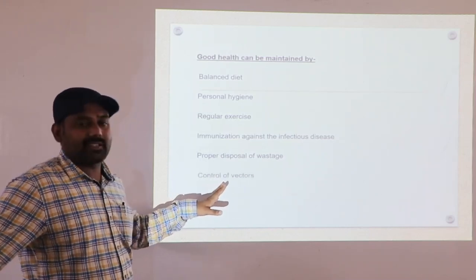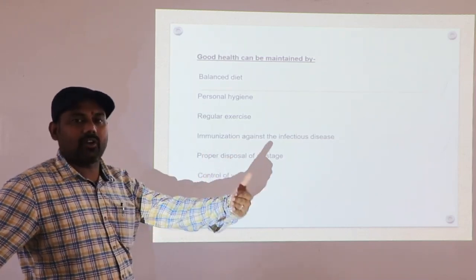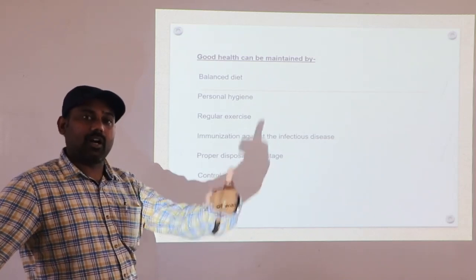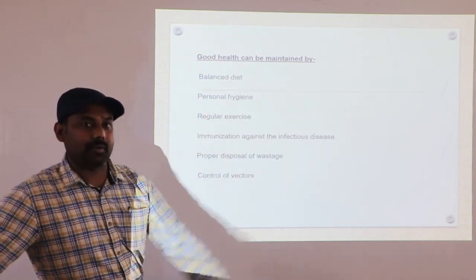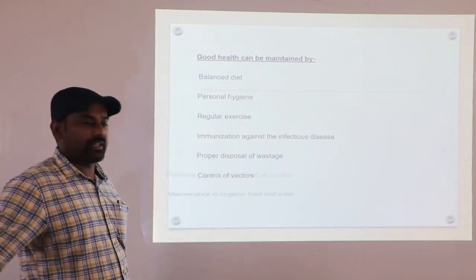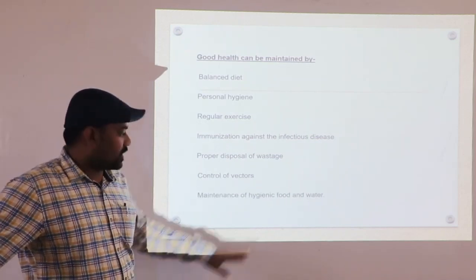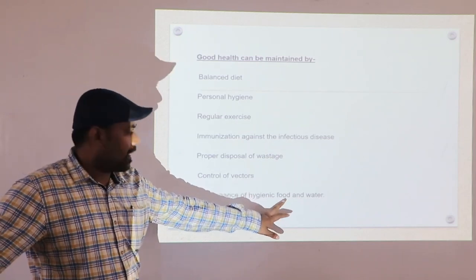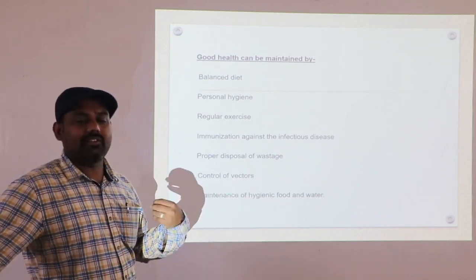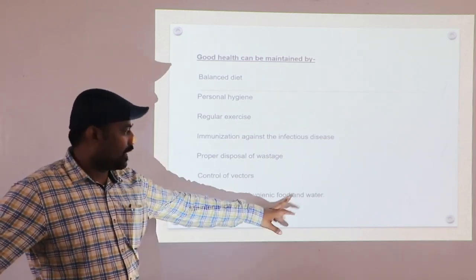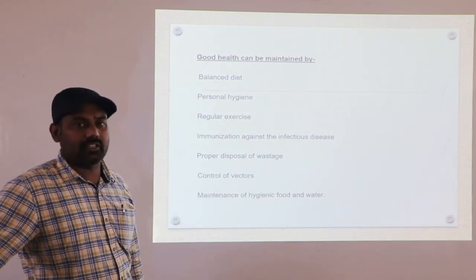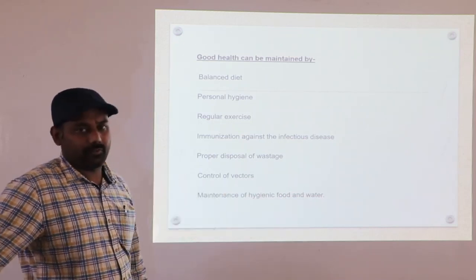Then control of vectors, that is mosquitoes, which are responsible for transmitting disease from an infected person to a healthy person, are considered vectors. Then maintenance of hygienic food and water, because as I told you yesterday, most of the diseases are transmitted through either food or water. So for that reason, these two must be handled carefully.